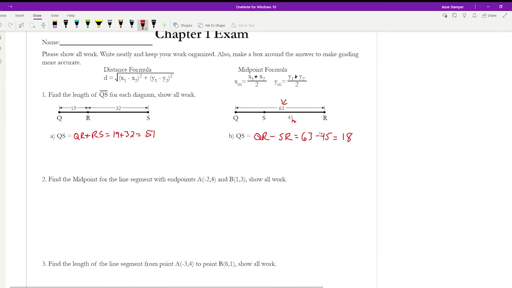Oh, wait, let me not go too far here. Find the midpoint for the line segment with endpoints A and B and show all work was what I asked for number 2. So for number 2, let's go ahead and copy down our formula. We have x sub m equals x1 plus x2 over 2. We also have y sub m equals y1 plus y2 over 2.